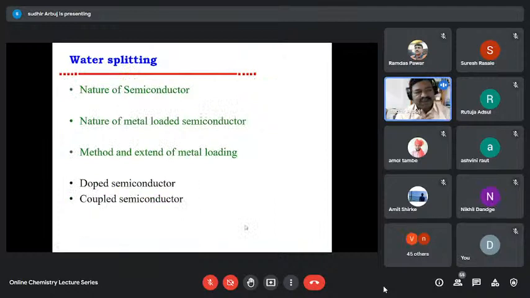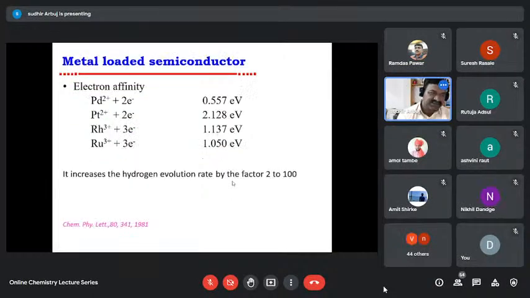So water splitting mainly depends upon the nature of the semiconductor, then the nature of the metal loaded on the semiconductor. Few reports mention that photocatalytic activity of a semiconductor improves by loading different nanomaterials on it. Then how these metals are loaded on the semiconductor also affects it. Then there are doped semiconductors and coupled semiconductors.